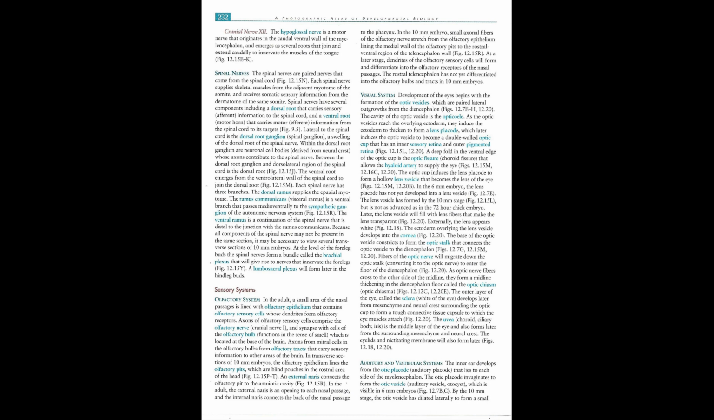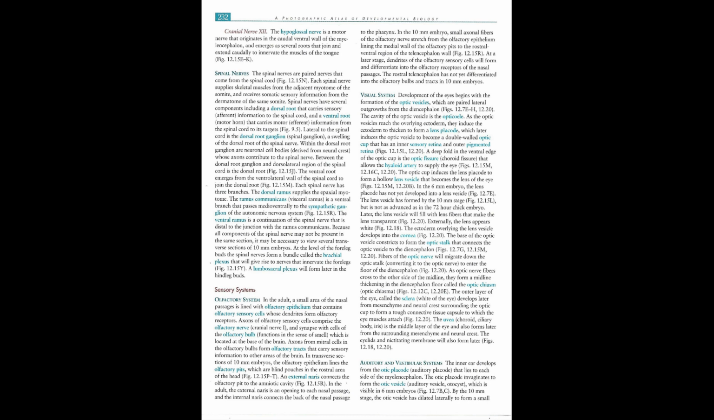The ventral ramus is a continuation of the spinal nerve that is distal to the junction with the ramus communicans. Because all components of the spinal nerve may not be present in the same section, it may be necessary to view several transverse sections of 10 mm embryos.